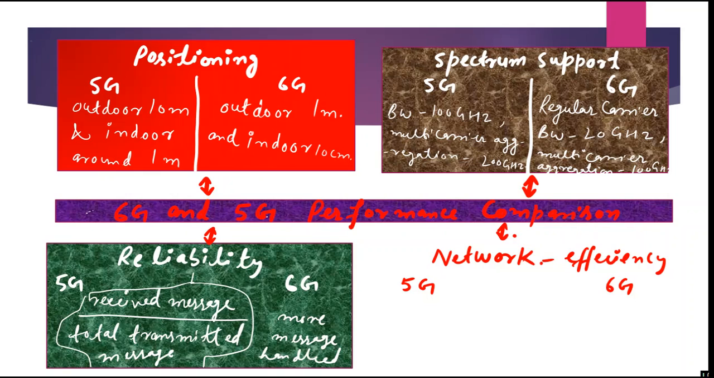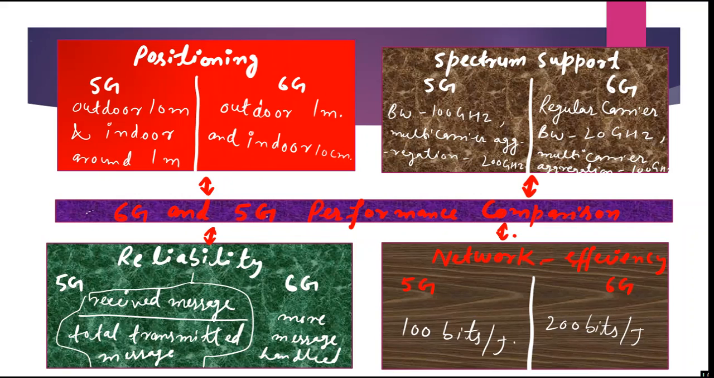So in case of the 5G, there is 1 over 10,000 reliability, which means 10,000 messages are transmitted. And in comparison, in case of 6G, up to 1 lakh messages will be handled. So more messages will be handled and transmitted to the destination with negligible interference. So this is more reliable than 5G.